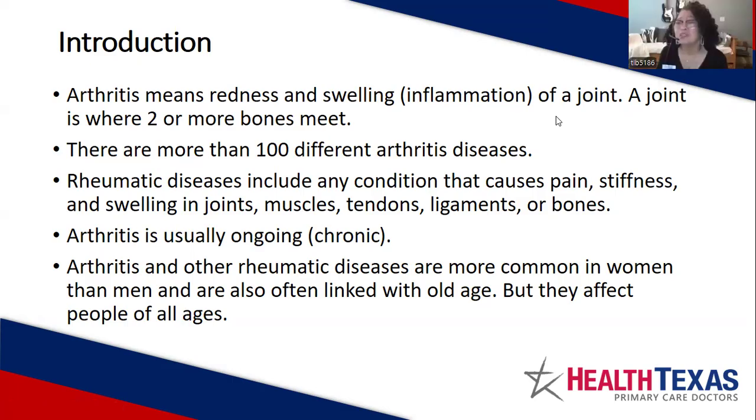Arthritis is a redness and swelling or inflammation in a joint. And of course, a joint is where two or more bones meet. There's more than 100 different types of arthritic diseases. There's rheumatic disease, which includes the conditions causing pain, stiffness, swelling in the joints, muscle, tendons, ligaments, and bones. Arthritis is usually ongoing or chronic. What that means is it is long lasting.